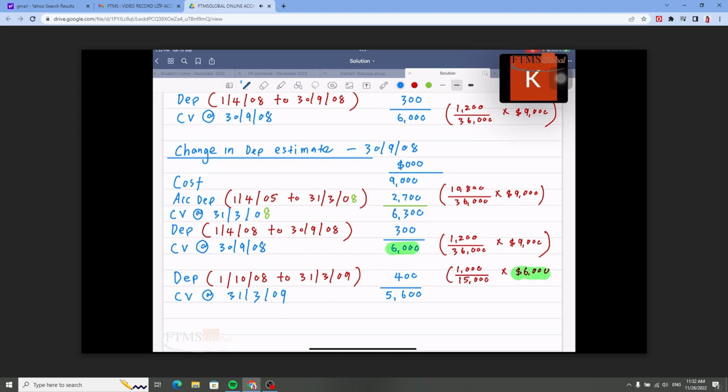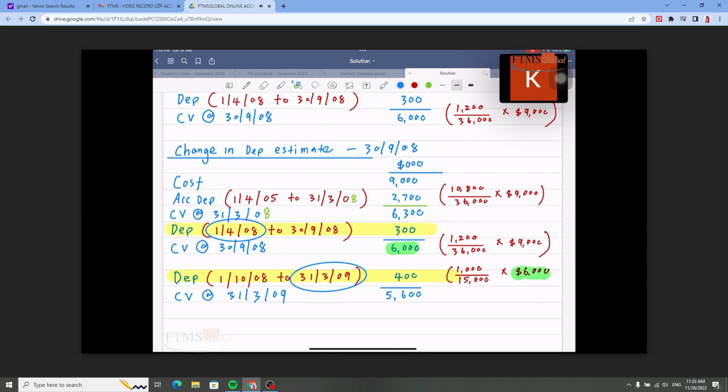Same thing, you can update your SOCI and your SOFP. SOCI, remember, follow accounting period. So accounting period starts from 1st April 08, which also means there are two elements to your depreciation. Two elements. First is here. Second is here. So in short, your depreciation is from 1st April 08 all the way until 31st March 09. So two things to update. One is your depreciation, and the other one is your carrying value.